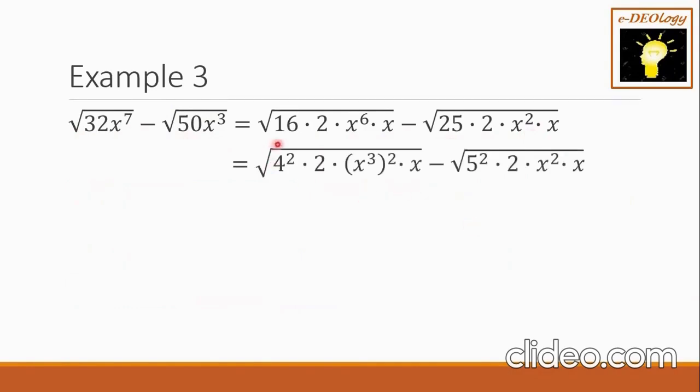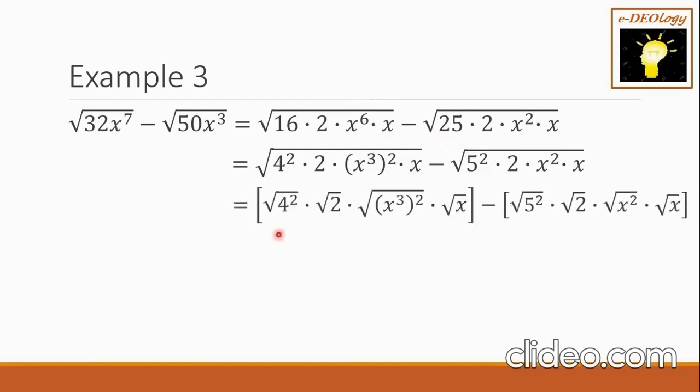And then, we're going to show that this 16 is the same as 4 squared. Then I copy the 2 here. For the x raised to 6, I'm going to represent this as a value with power 2 because our index here is 2, but the value inside here must be x cubed. So checking here, if I multiply the 3 and the 2 powers, I will get back to that power 6. And then the x factor will just be copied down here. On the second radical, the 25 is now represented as 5 squared, and the rest we just copy down here.